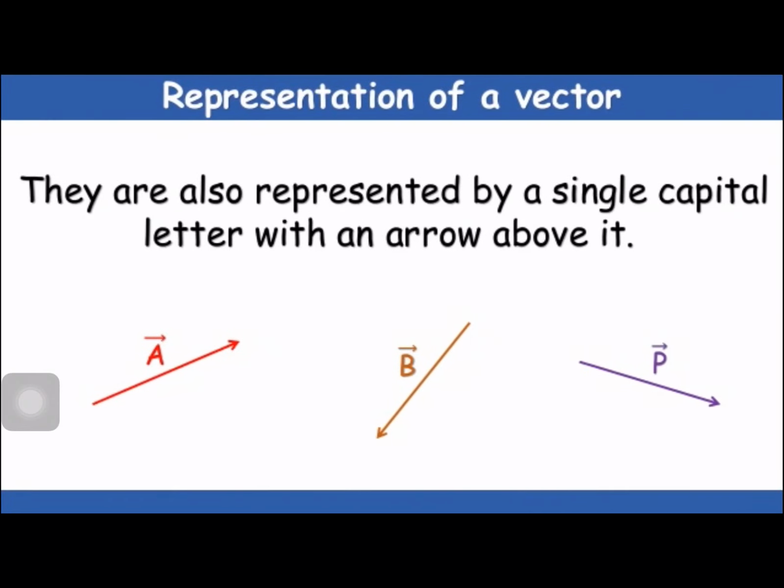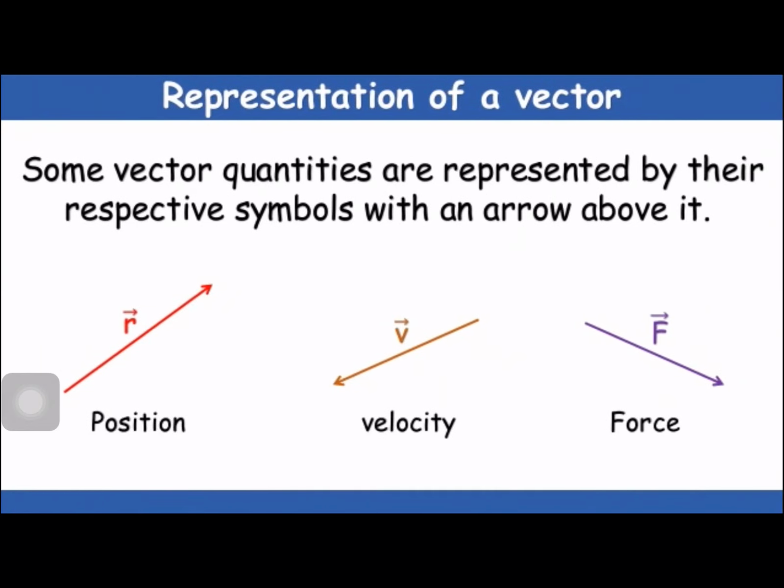So representation of vector, you know that they are represented by a single capital letter, A vector or B vector or T vector. And some vectors are represented by the respective physical quantity: position represented by R vector, velocity represented by V vector, force represented by the F vector.